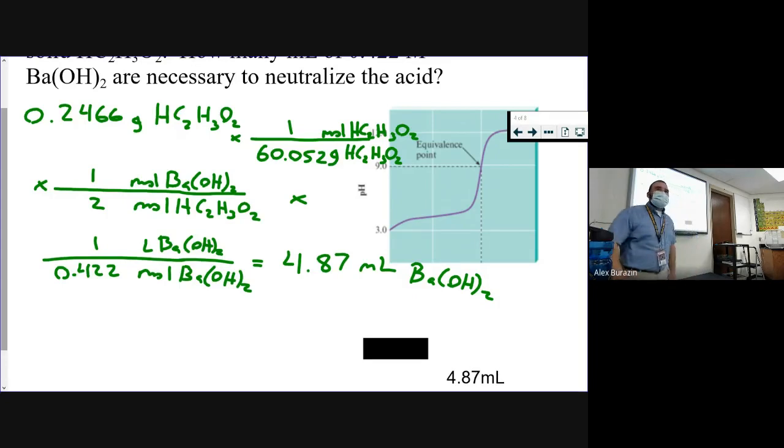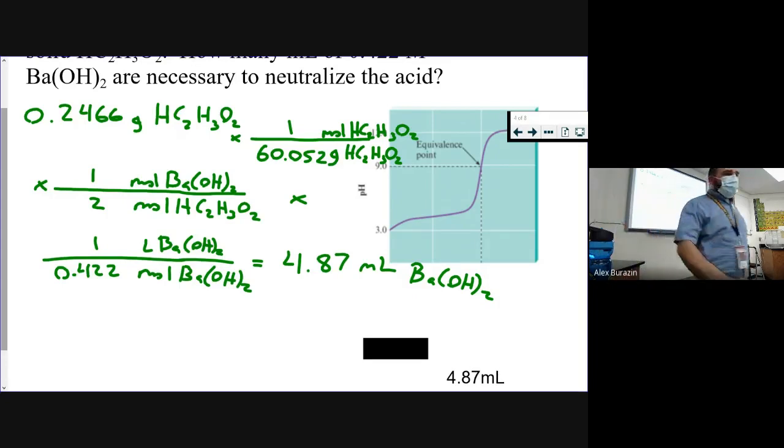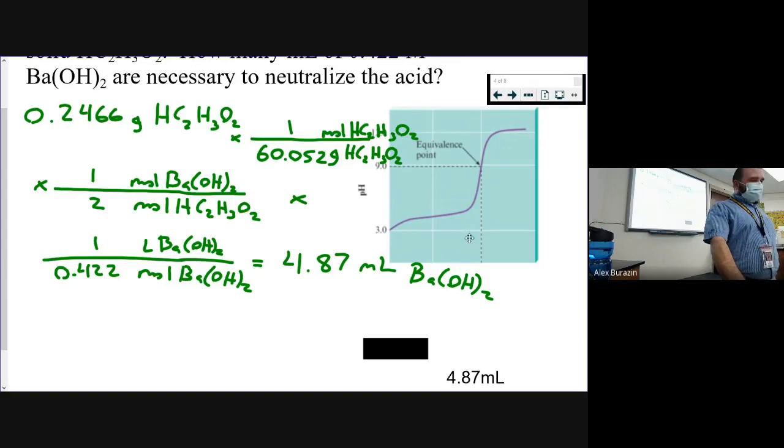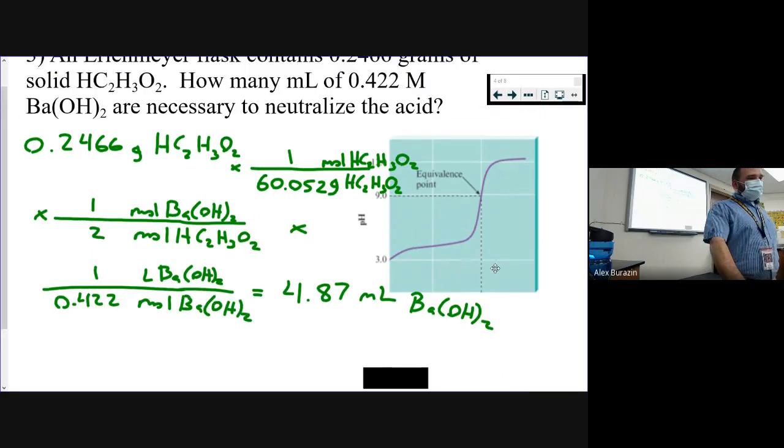Cool? Yes, sir. Is this calculating the equivalence point? Yes, it is. So it's not neutral? Correct. It says 9 on the graph. Yep. But then the question says neutralize. Yep. So when you neutralize it, it's not neutral. Yes. Makes sense. Well, I can make it make sense.